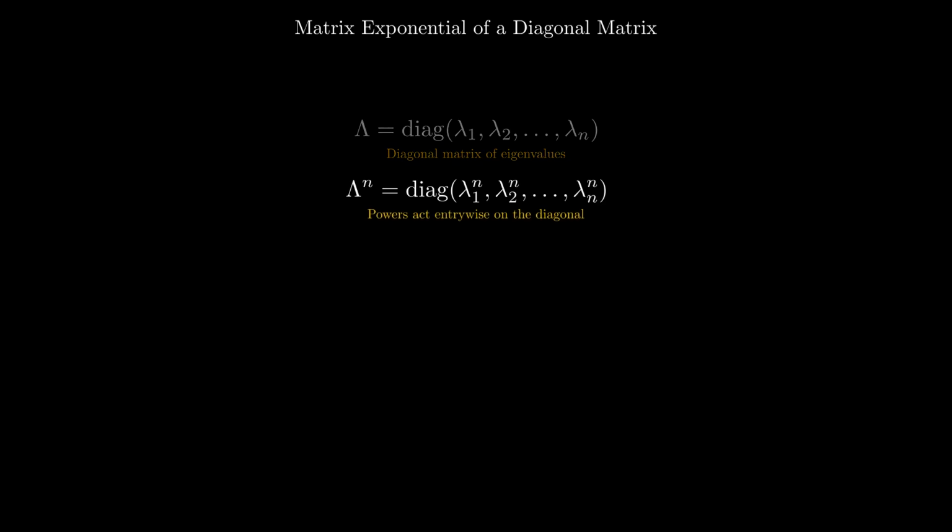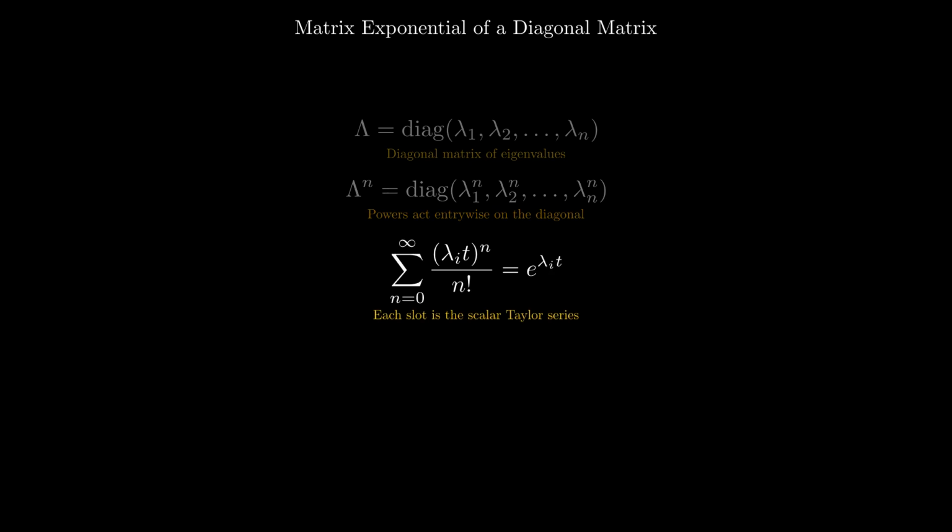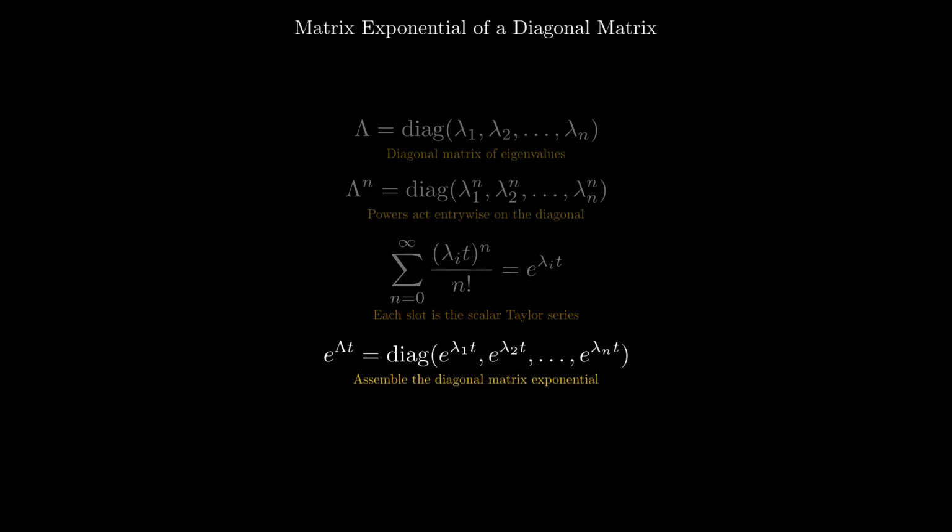Why is e to the lambda t so easy to compute? Because lambda is diagonal. When you raise a diagonal matrix to the nth power, you simply raise each diagonal entry to the nth power. So lambda to the n has lambda 1 to the n, lambda 2 to the n, and so on down the diagonal. That means the power series on each diagonal slot is exactly the scalar Taylor series for e to the lambda times t. Putting it together, e to the lambda t is the diagonal matrix whose entries are e to the lambda 1 t, e to the lambda 2 t, and so on.